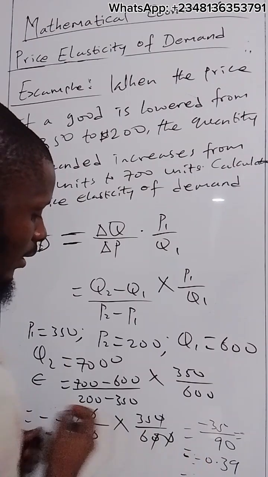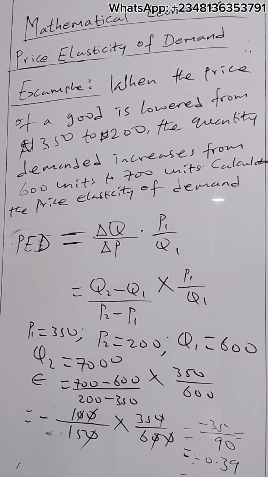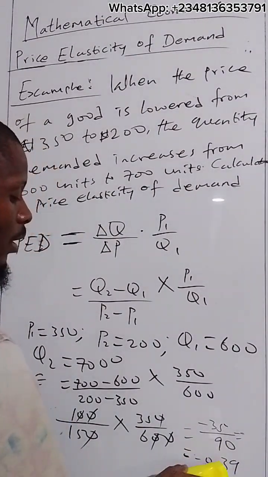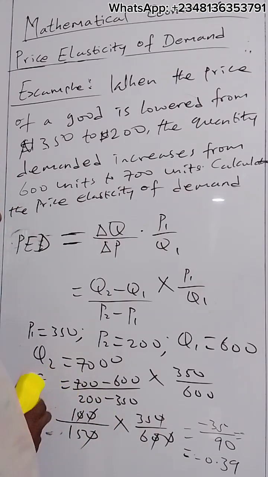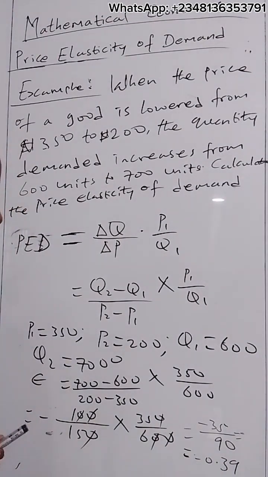When we are interpreting these coefficients, we ignore the sign. We take the absolute value of our coefficient, that is 0.39. We only look at the figure here, not the sign. So this is less than 1. Therefore, the degree of elasticity shows that this is inelastic demand.